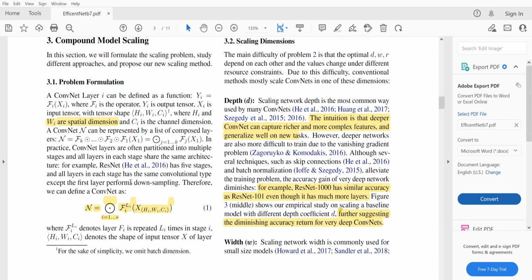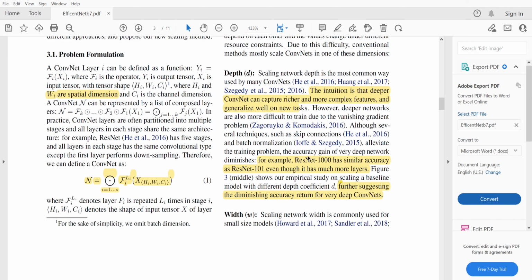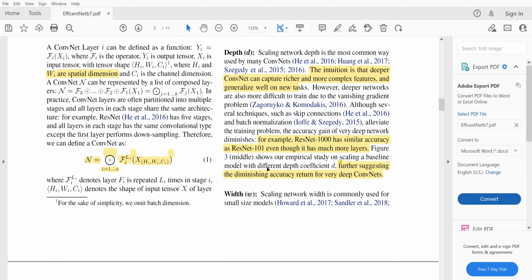So in scaling dimensions they have 3 things. First, it is depth. The intuition is that deeper convnets can capture richer, more complex features and generalize well to new tasks. Well, that does make sense. If you have deeper networks, then you can capture rich features, such as skip connections, which was a breakthrough in ResNet. But the main point they were making is that, for example, ResNet 1000 has similar accuracy as ResNet 50. So just scaling up depth in the network is not achieving the task.